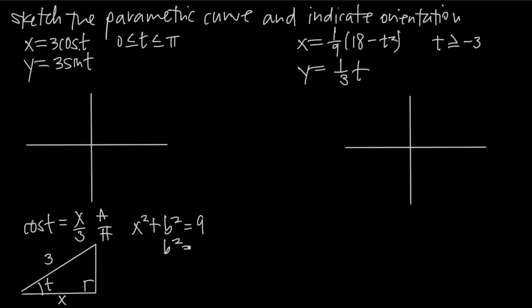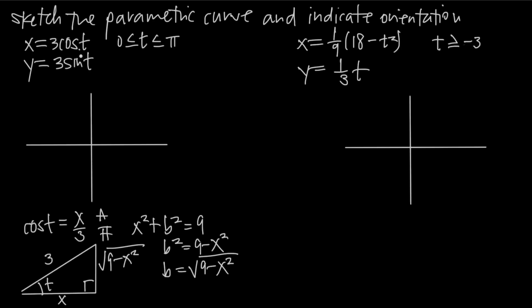Then we'll say b squared is equal to 9 minus x squared, and then b is equal to the square root of 9 minus x squared, and we can go ahead and label the length of this side as root 9 minus x squared. Now that we have all three of those sides, we go back to our equation for y.